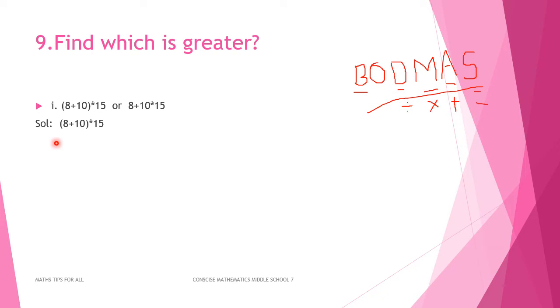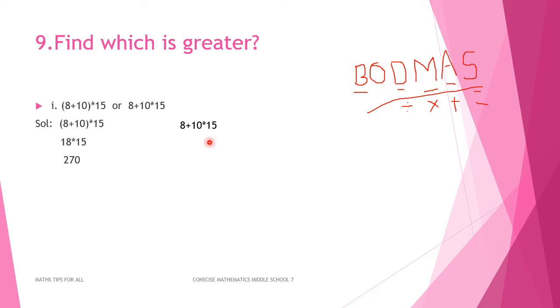So here this 8 plus 10 is in the bracket. So you have to solve this 8 plus 10, that is 18 into 15. Now next you can multiply 18 into 15, that is 270. Let's consider the second algebraic expression. 8 plus 10 into 15.